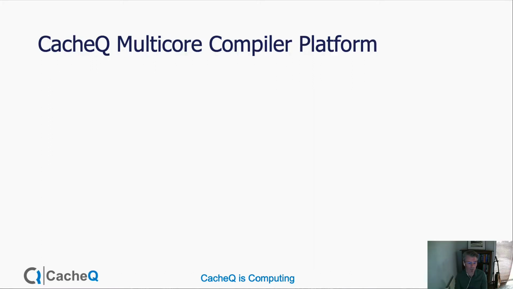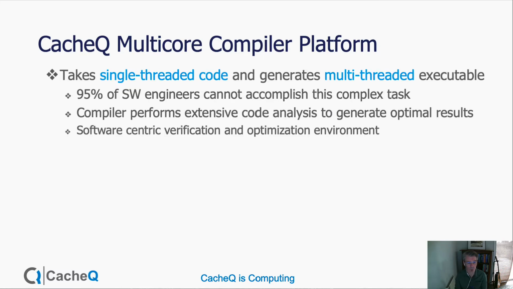And that's our system. It's our multi-core compiler platform with CacheQ. What we do is we take single-threaded code and we generate multi-threaded executables. And lots of software developers really struggle with this because it's a very complex task. Our compiler performs extensive code analysis and optimization to achieve automatic results that are on par with what you can get manually coding for OpenMP and MPI.